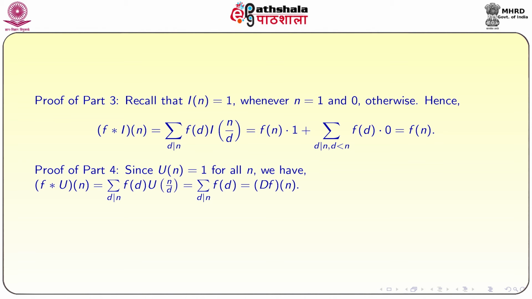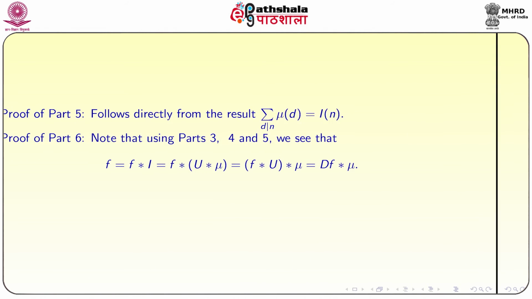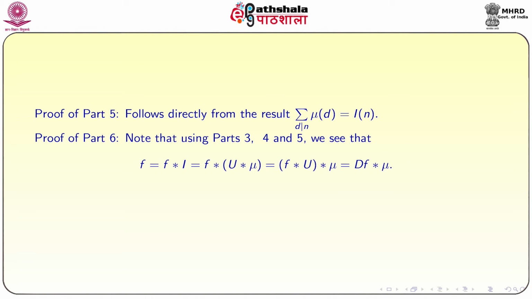Now, look at the proof of part 4. Since u of n is equal to 1 for all n, we have f star u of n is equal to summation d divides n f of d into u of n by d, that is equal to summation d divides n f of d, that is same as the divisor sum function definition. So, now we are going to prove part 5, which directly follows from the previous result, that summation d divides n mu of d is equal to I of n. We proved this earlier, so it is direct.